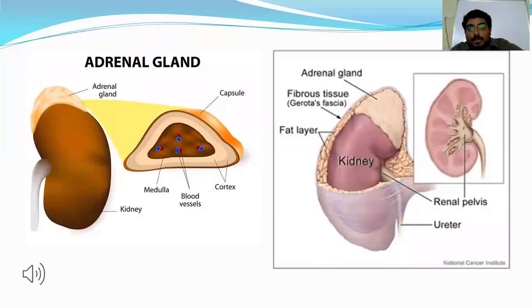See, this picture is showing the kidney. Above the kidney is the adrenal gland. The second picture shows that the outer brown color is the capsule. The outer layer is the cortex, and the inner one is the medulla and the blood vessels.